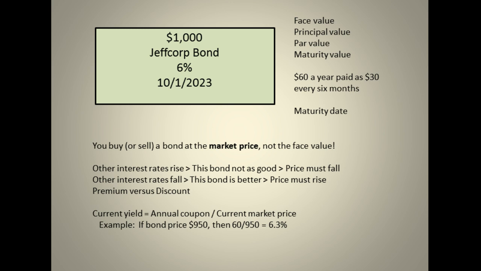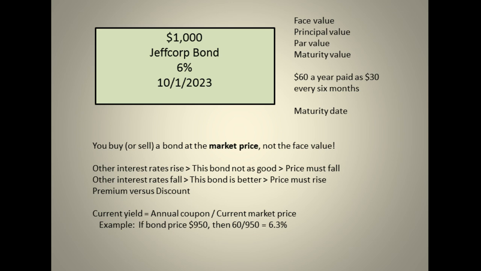So one thing that needs to be stressed here: the coupon amount, the $60 a year, is established permanently by the face value of the bond, in this case $1,000, and the coupon on the bond, 6%. By holding this bond, you are going to get $60 a year paid as $30 every 6 months, no matter what the market price of the bond is. No matter what you paid for it, no matter what happens to the price before or after you buy it, it is going to pay out $60 a year that is fixed by the face value, which never changes, and the coupon on the bond, which never changes.